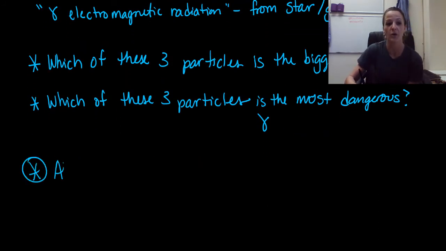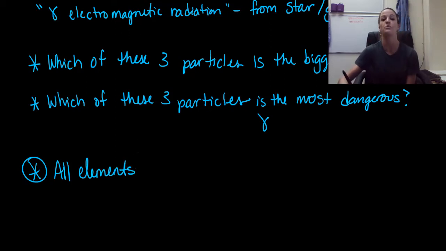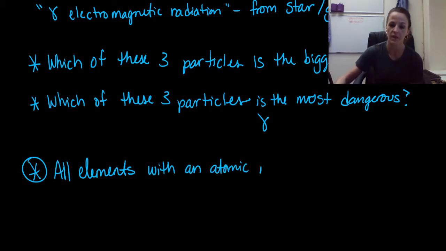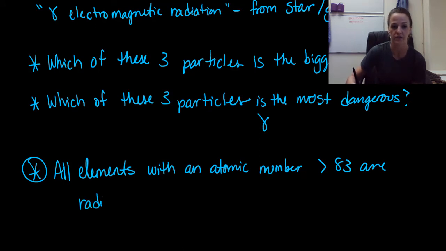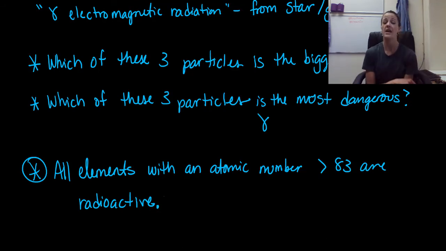All right, the last thing I'm going to do here is leave you with a little bit of a fun fact. It's something that you definitely need to memorize. All elements with an atomic number that is greater than 83 are going to be radioactive. So they can spontaneously emit radiation. 83 is bismuth, 84 is polonium. So any element that is greater than polonium or higher is going to be radioactive. That's what we're going to leave you with today.